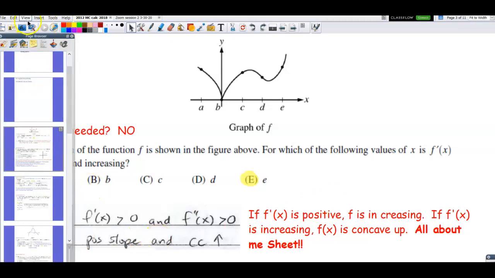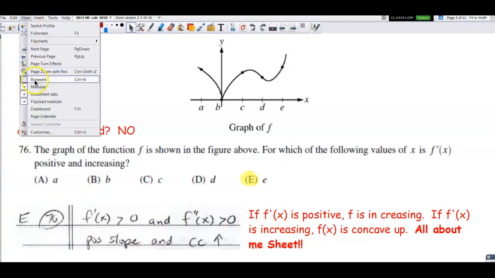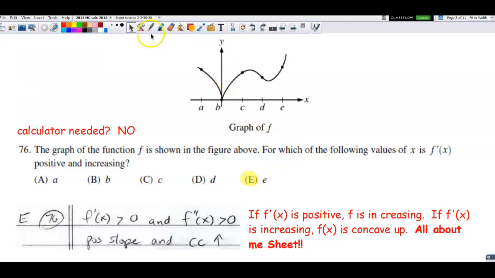So in 76, we're given the graph of an original function f. So you've got to remember that this is the original function. And for which of the following values of x is the first derivative positive and increasing?